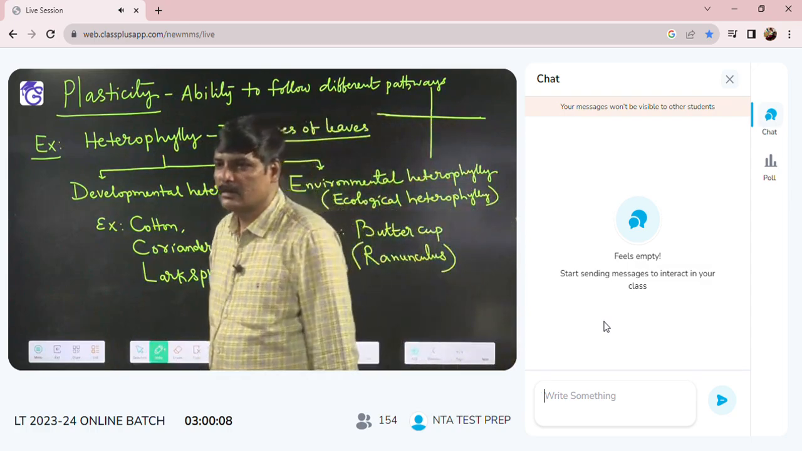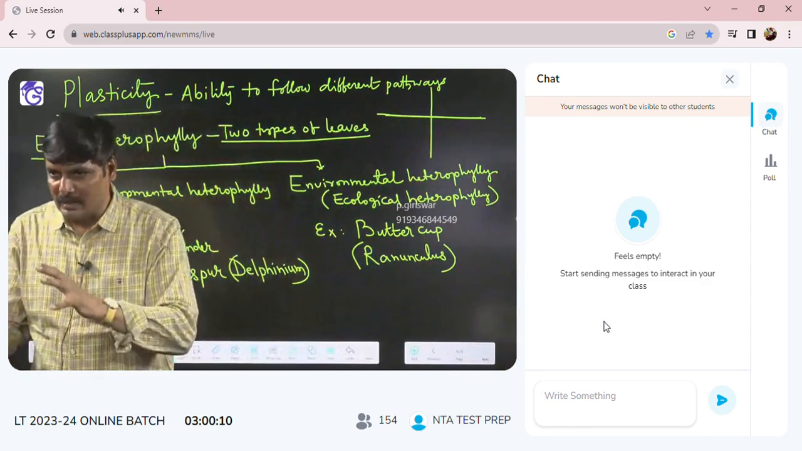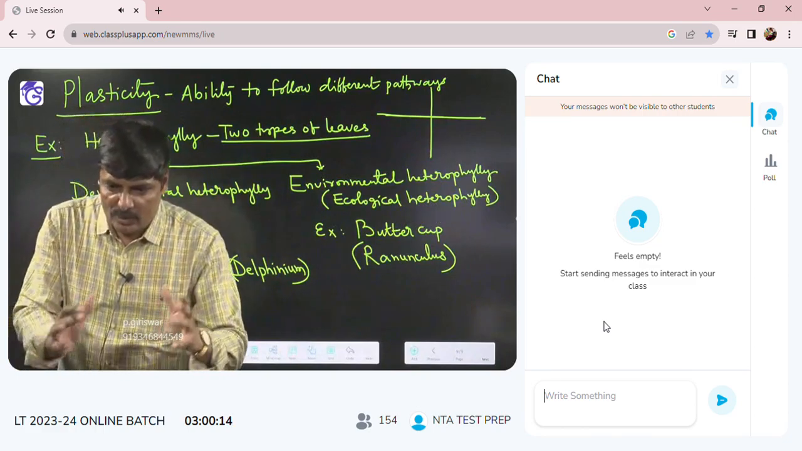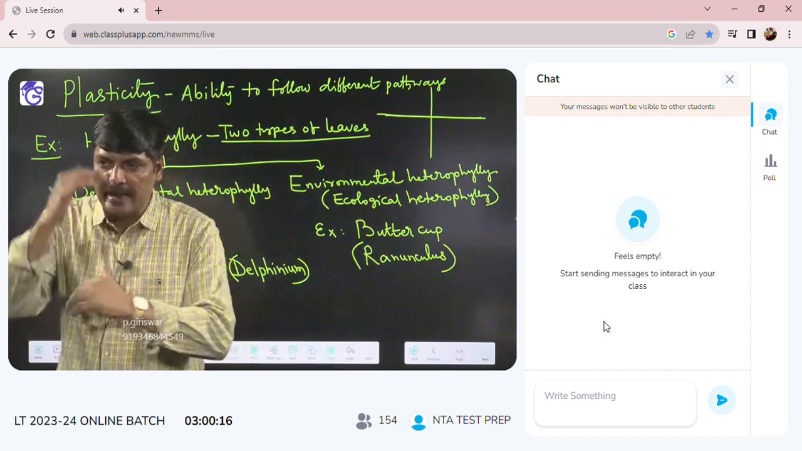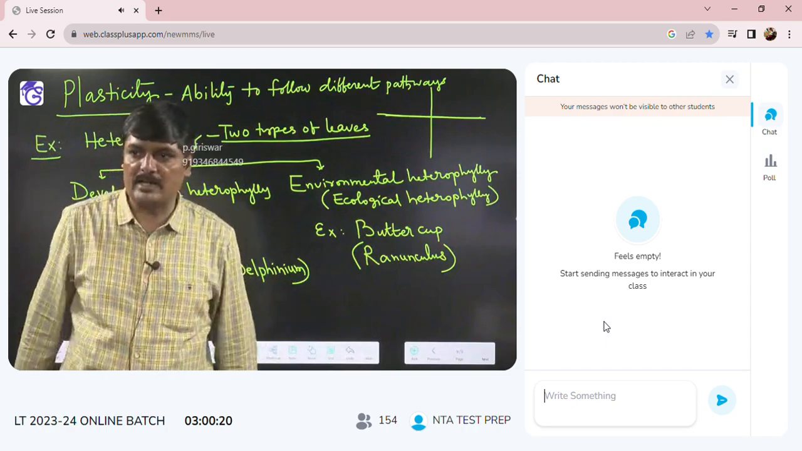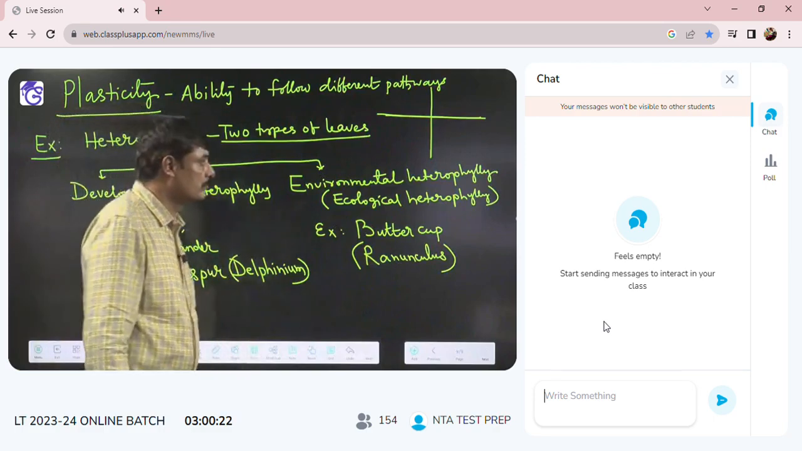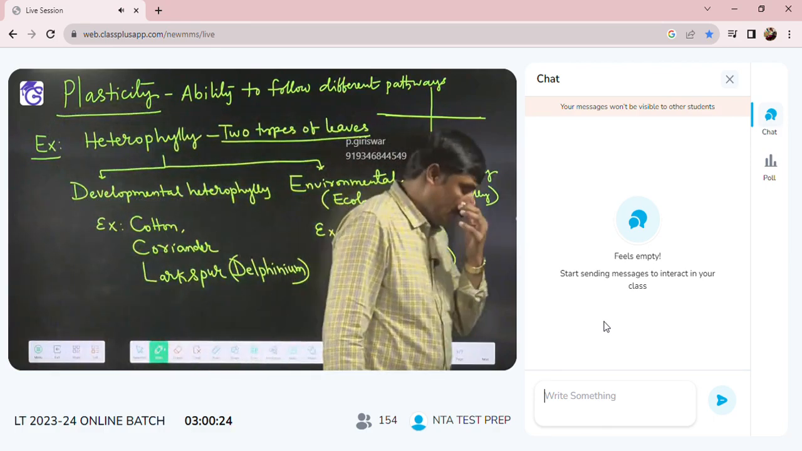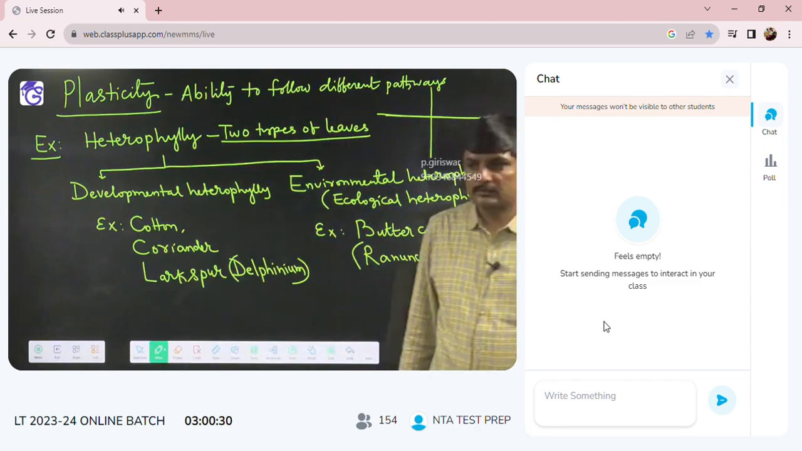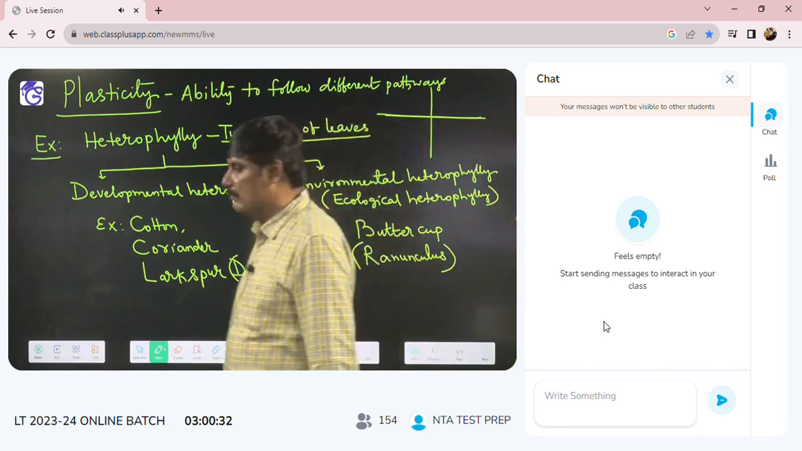So due to the environmental changes, in the water part one shape of leaves and in the air part another shape of leaves are present. Therefore it is called environmental heterophyly, because of the influence of the environment, it changes.